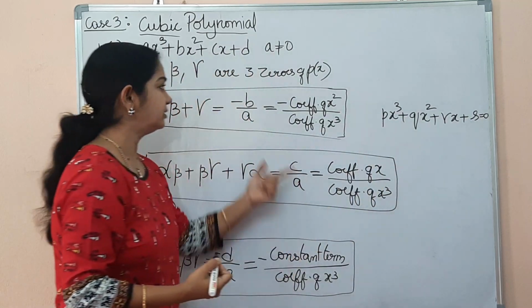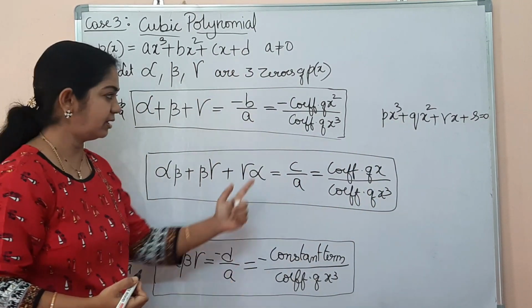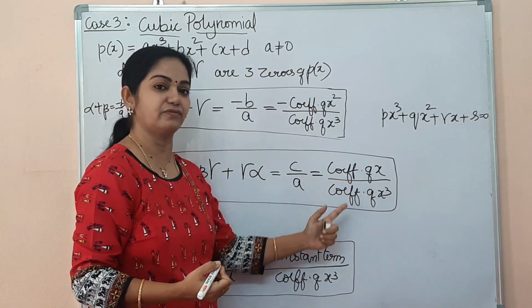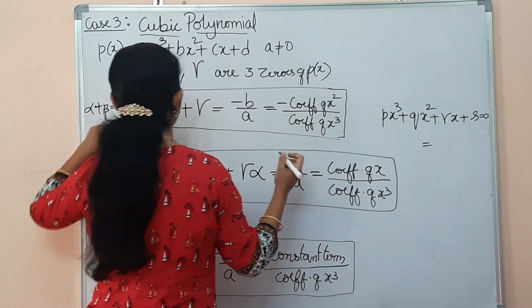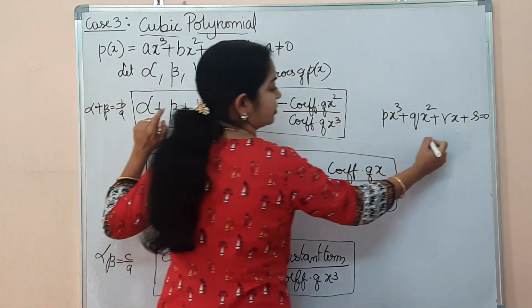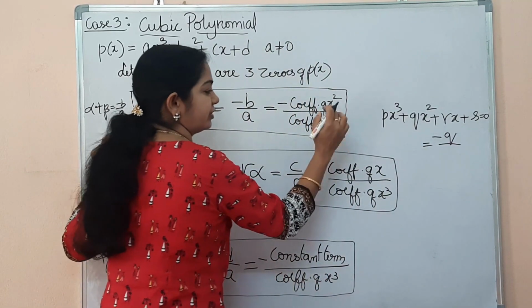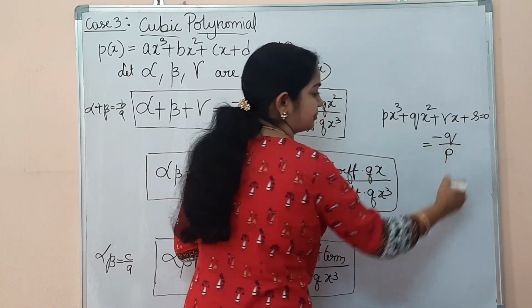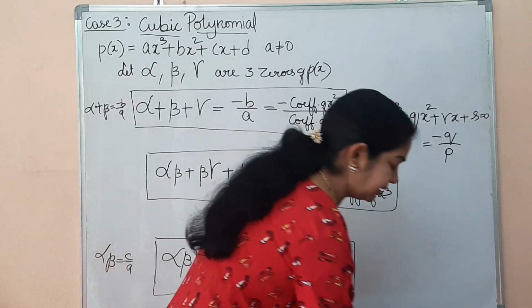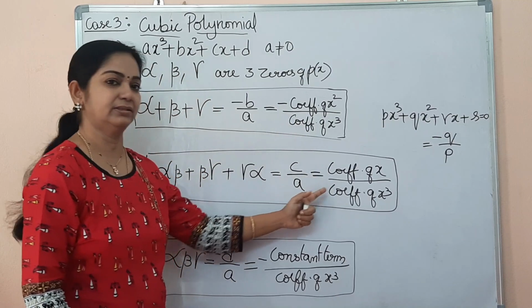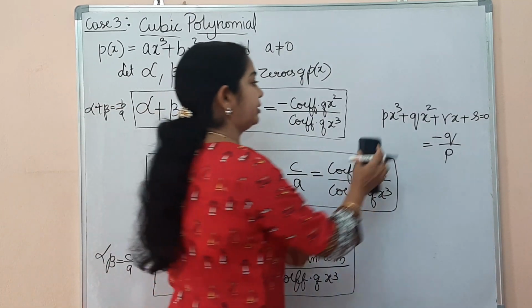So, then there are no a, b and c. Do not remember this a, b and c, but you should remember the coefficient of x. If I want the sum of the zeros, it is minus the coefficient of x square by the coefficient of x cube, so p. This comes to minus q by p, not minus b by a. You have to remember the main thing here by correlating with the quadratic and the linear polynomial.